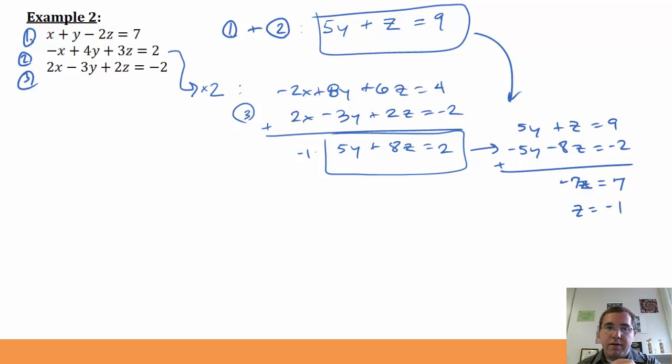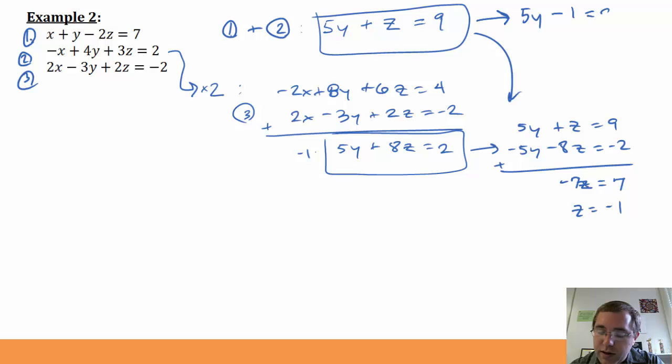So I have one of the variables. I know its value. So I can take that value for z and I can plug it in to one of my two boxed in equations here to find y, because those two equations only involve y and z. So if I have z, I can easily find y. So if I plug it into this one up here, I'll have 5y.